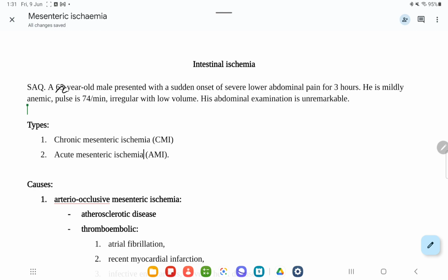A 65 year old male presented with sudden onset abdominal pain, or lower abdominal pain, whatever it is. He is mildly anemic, pulse 74, irregular, and low volume. Abdominal examination reveals no abnormality. But pulse is 74, irregular, low volume, in a 65 year old male patient with sudden severe lower abdominal pain over the last 3 hours. What is the diagnosis?